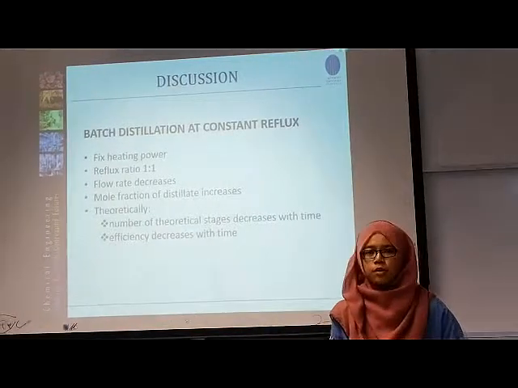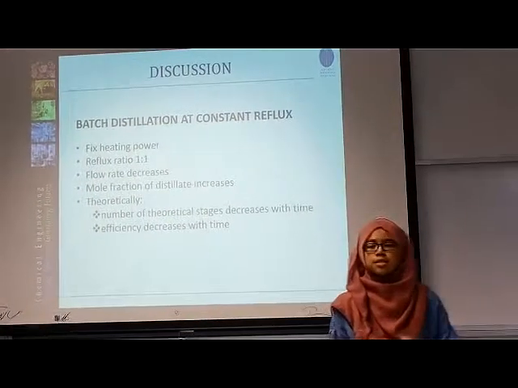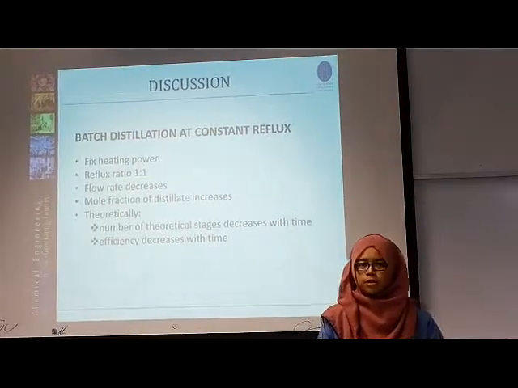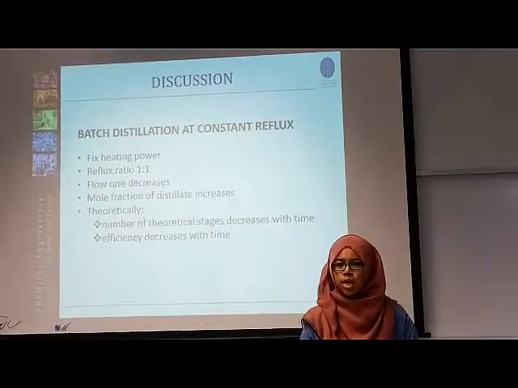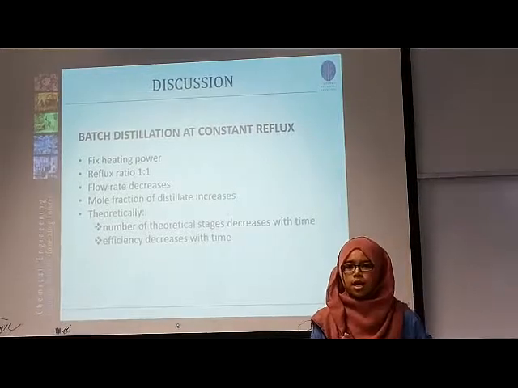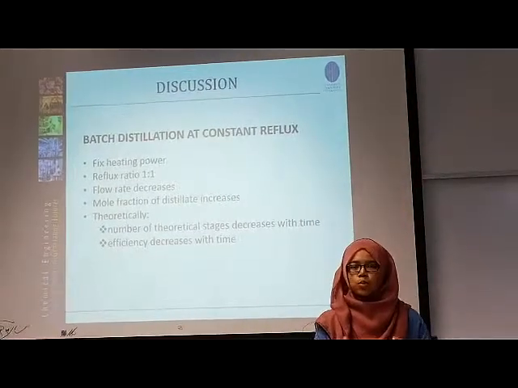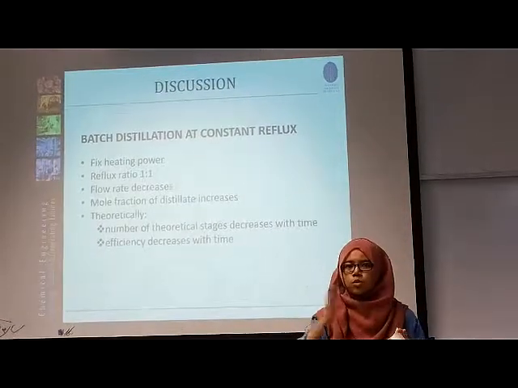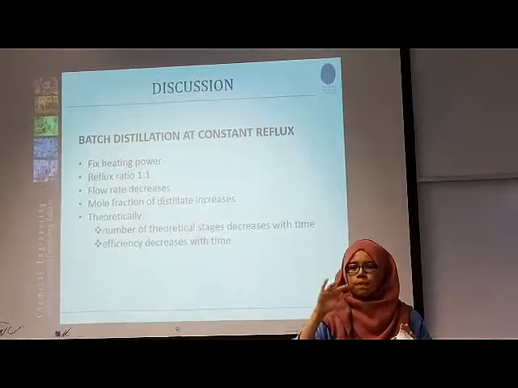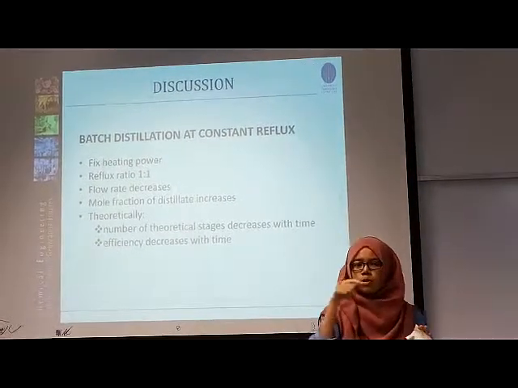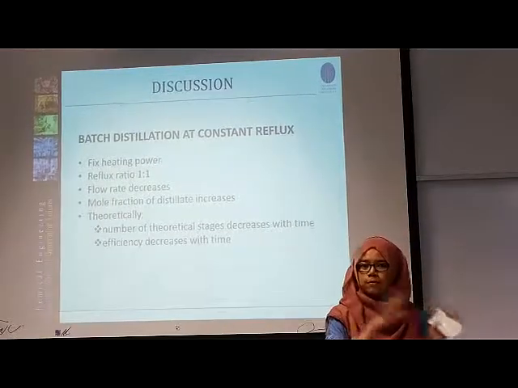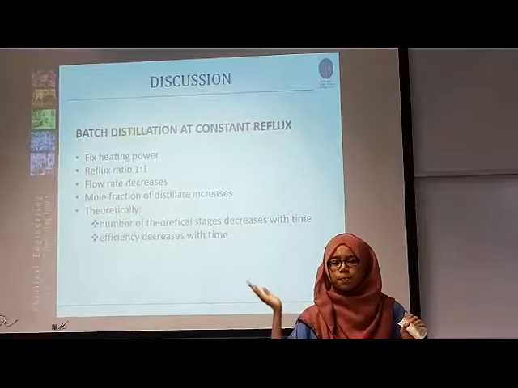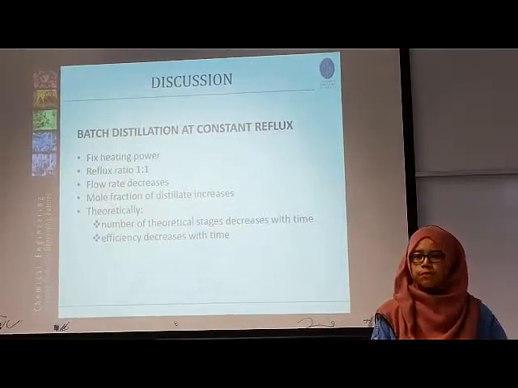So the second part of the experiment is the distillation at constant reflux. For this part of the experiment, we fix the heater power at 70%, and the reflux ratio is 1:1, which means that the reflux timer is 5 seconds. So the flow will be going back to the column for 5 seconds, and for another 5 seconds it will go out to the product of the effluent.